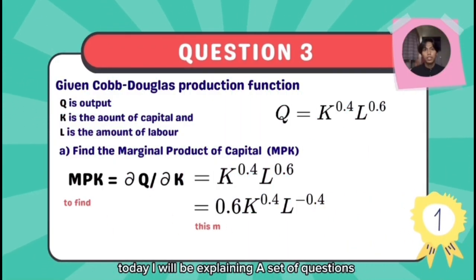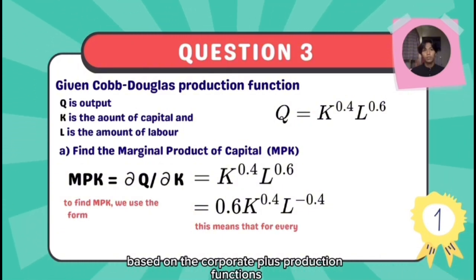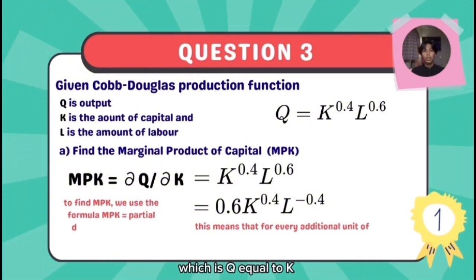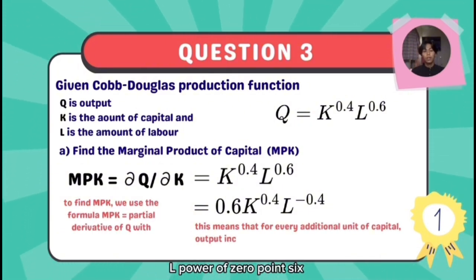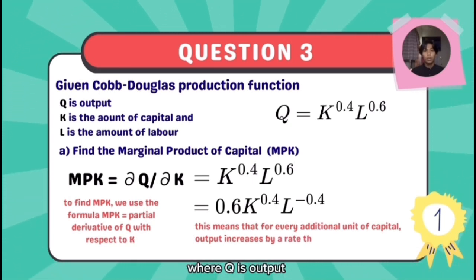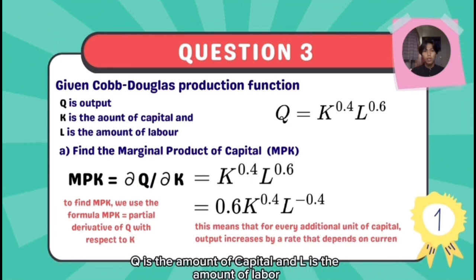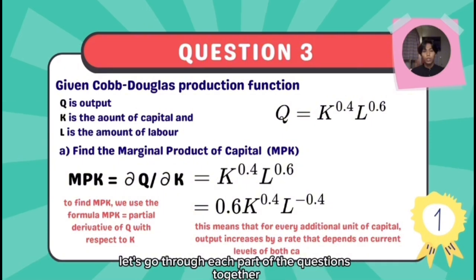Today I will explain a set of questions based on the Cobb-Douglas production function, which is Q equal to K to the power of 0.4 and L to the power of 0.6, where Q is output, K is the amount of capital, and L is the amount of labor. Let's go through each part of the questions together.